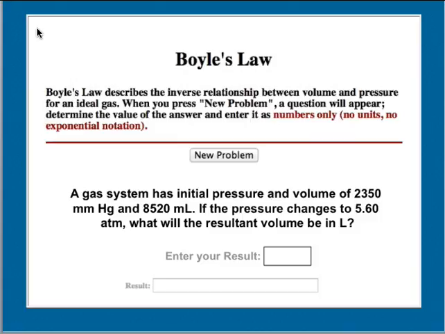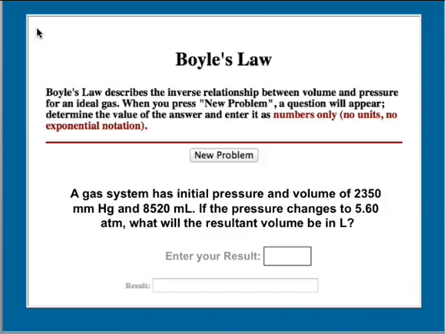All right, here our P1 is in millimeters, so 2350 millimeters. We have 8520 milliliters as our volume. Oh, here we're changing to atmospheres. And what will the volume be in liters? So we have two simple conversions here. Have to go from milliliters to liters, just divide by 1,000.